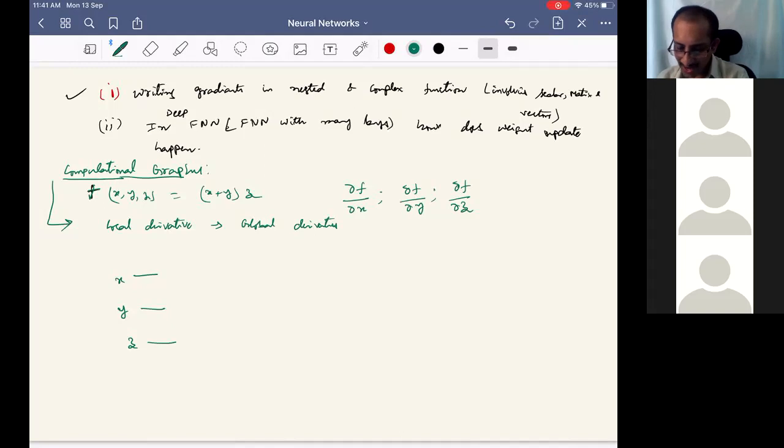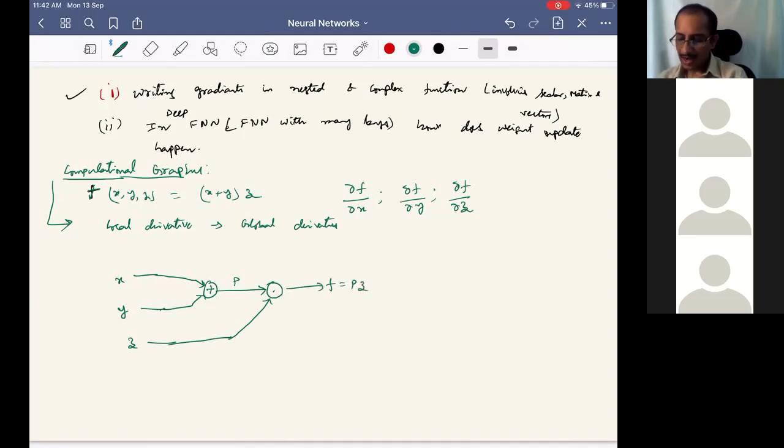So now between x and y, what's happening first? An addition is happening, and this gives a function, let it be p. Fine. And then between p and z, what happens to get f? I want to get f here. Multiplication will happen. So we can denote it like this. So f is equal to p into z.